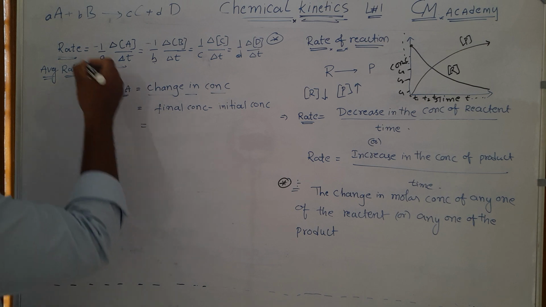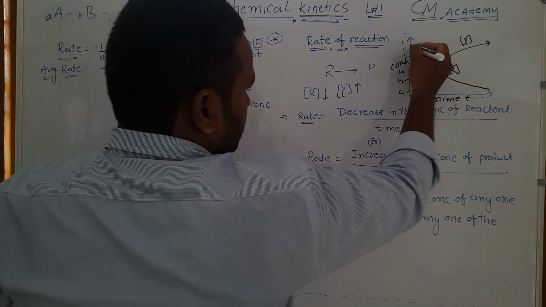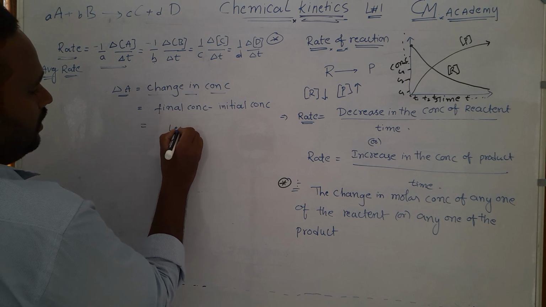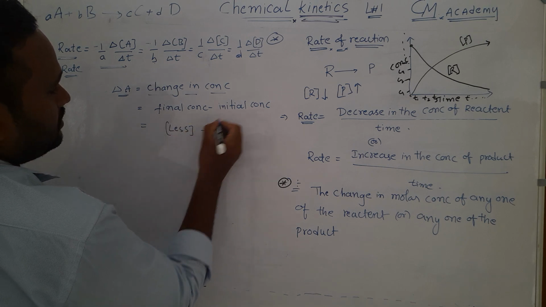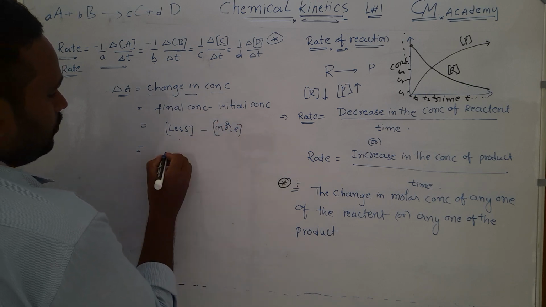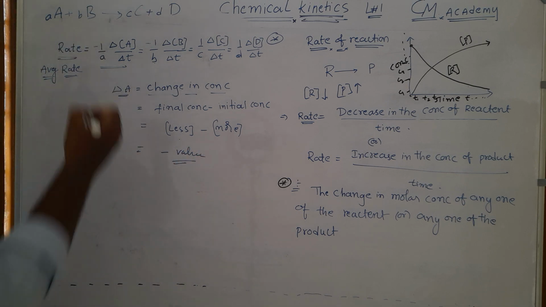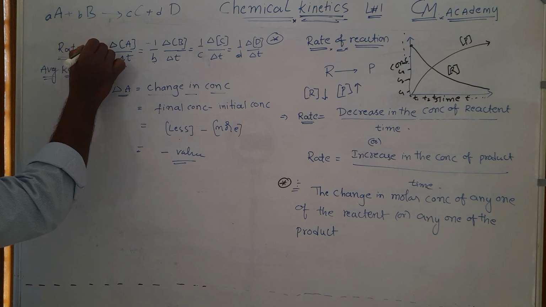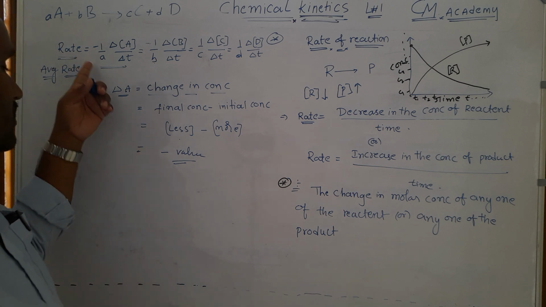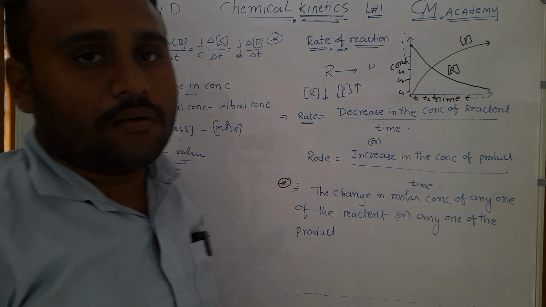As it is a reactant, as the reaction proceeds the concentration decreases, so the final concentration is less whereas the initial concentration is more. Less minus more gives a minus value. To convert this minus value into a positive value, we multiply with the minus sign. Why do we need to express it in the positive way? Because rate should always be expressed in the positive manner only.